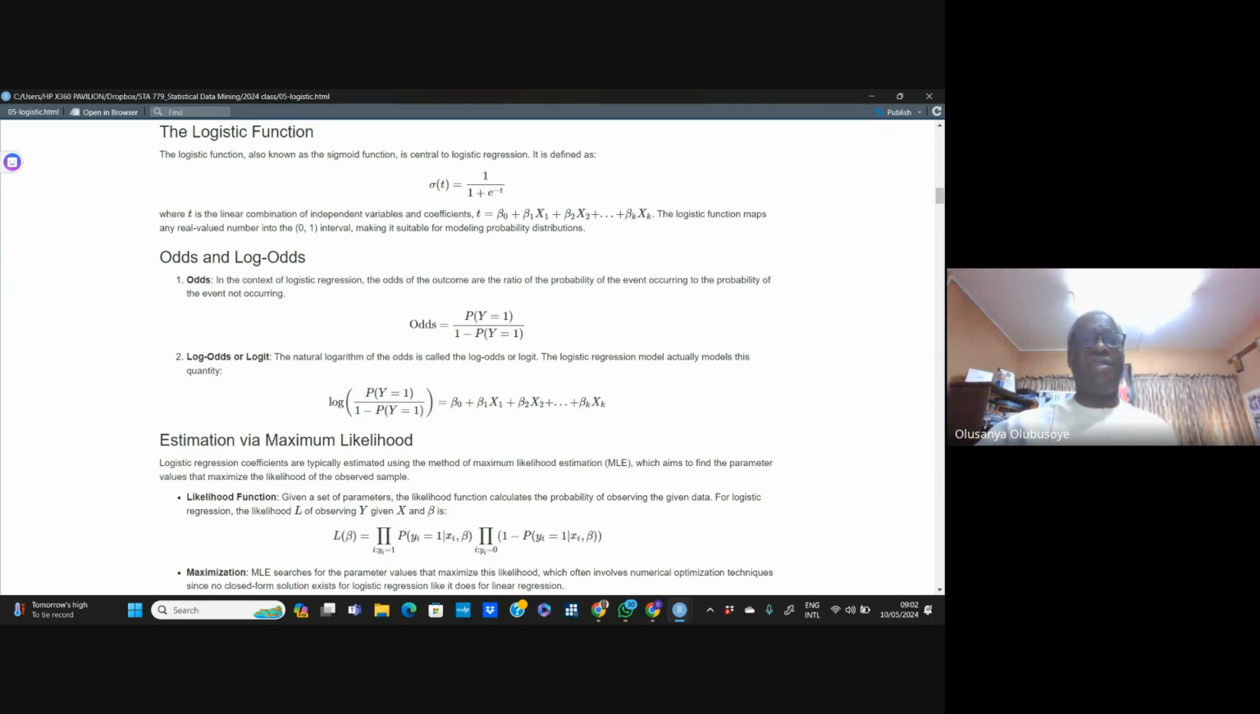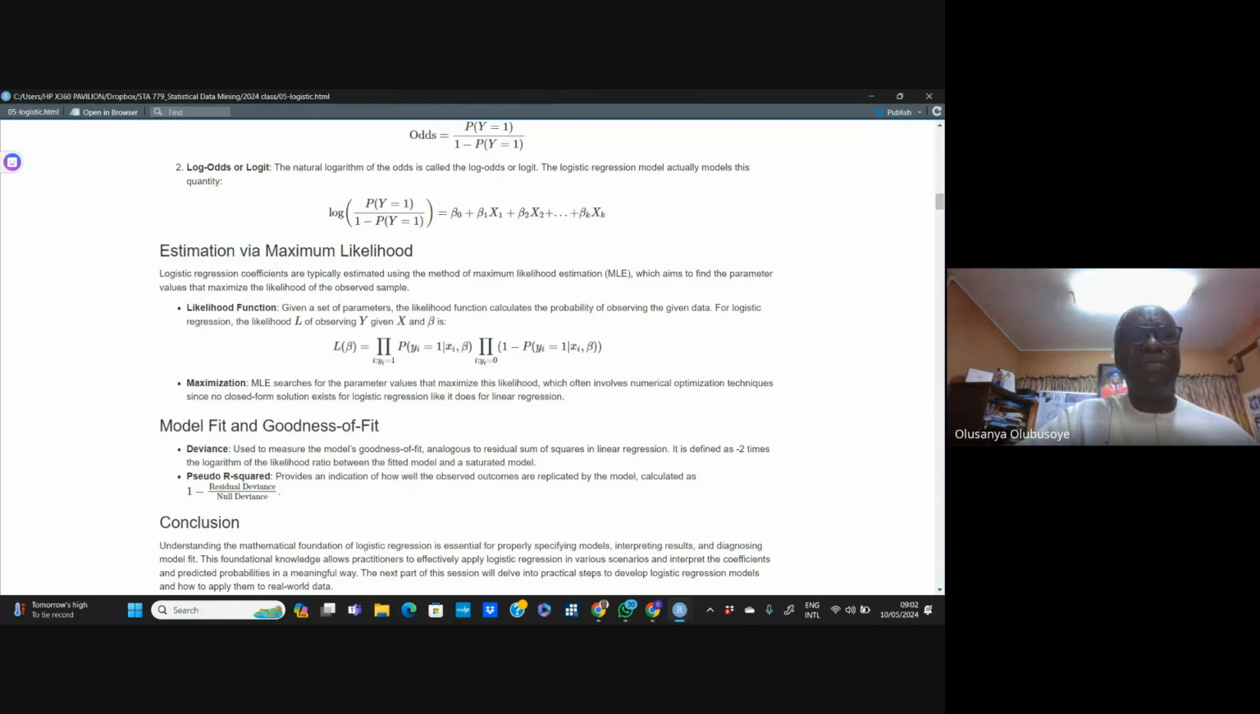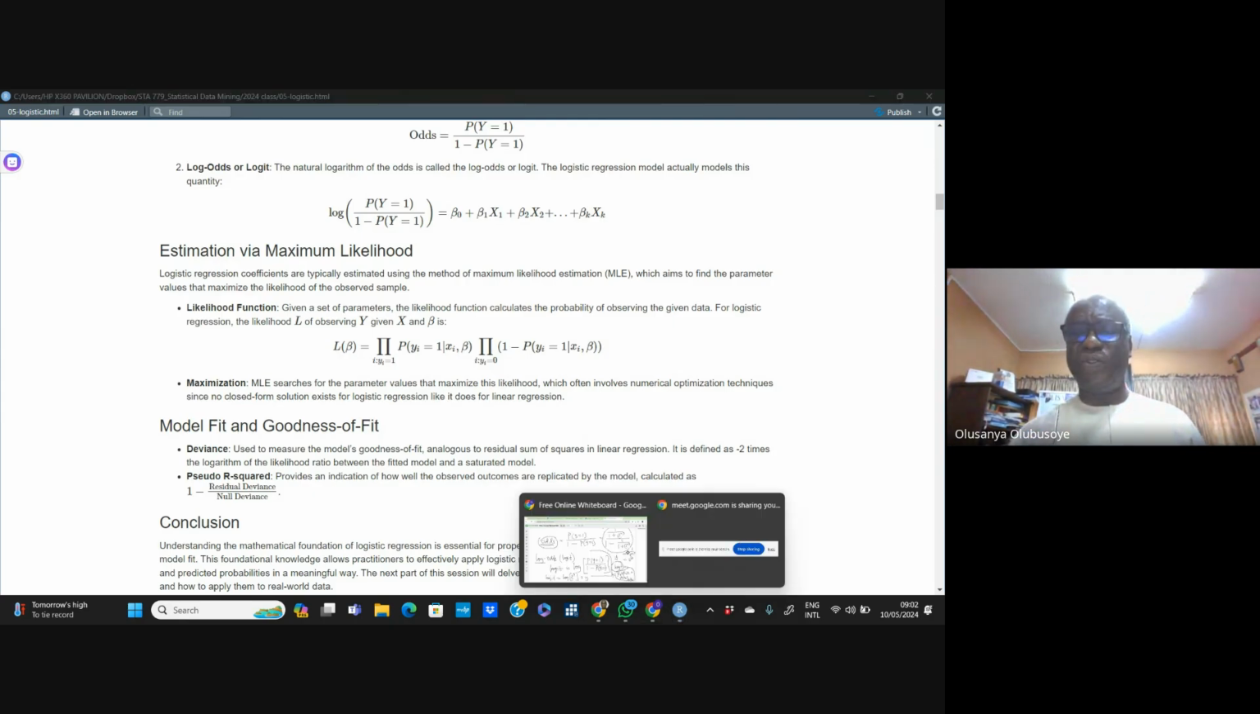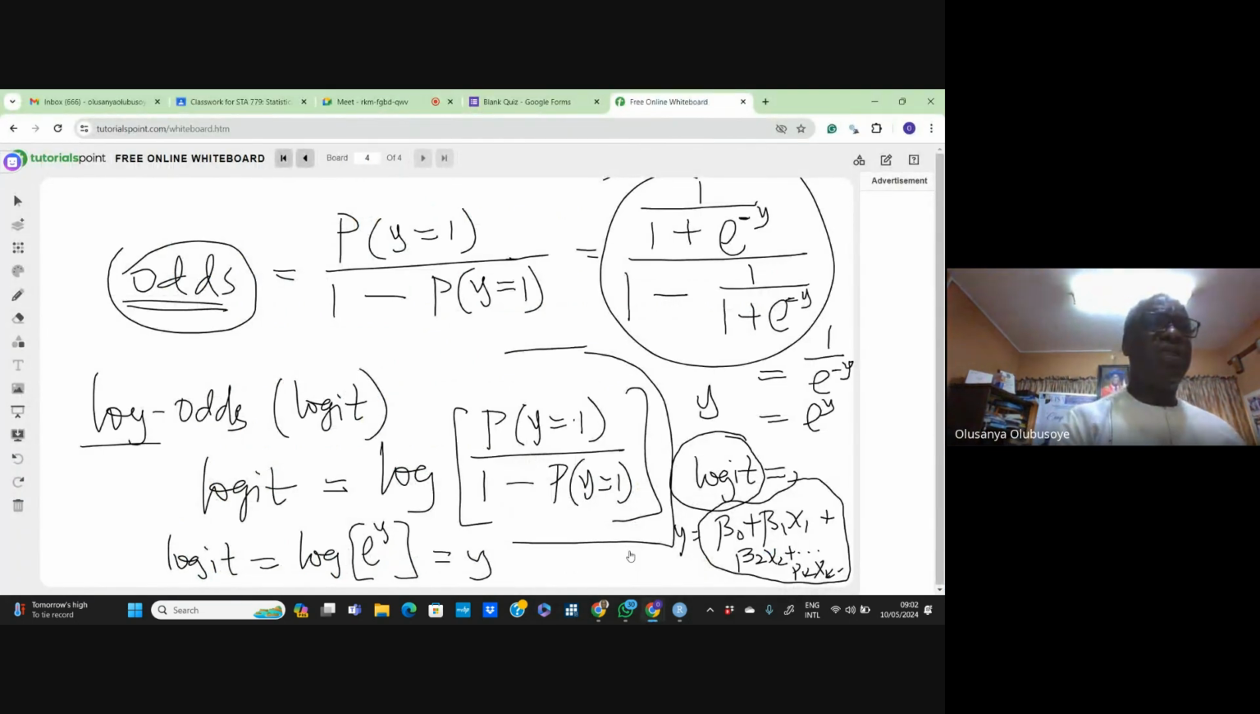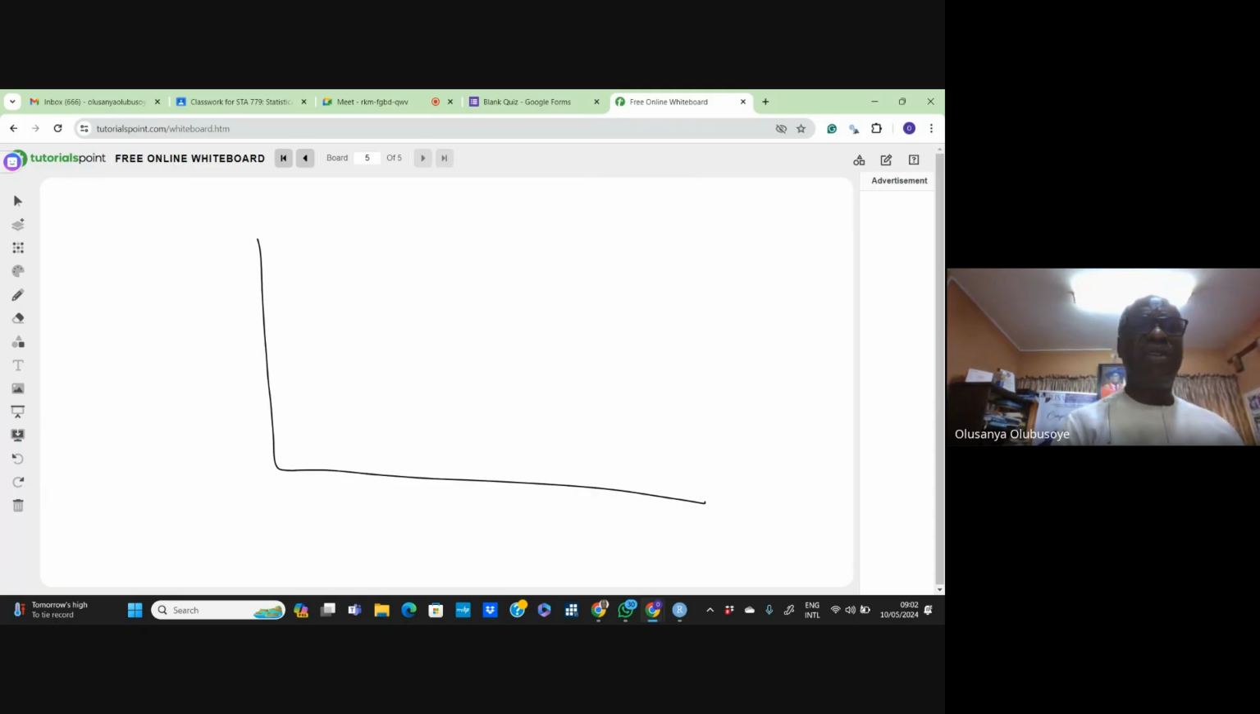So how do we estimate it? We use the maximum likelihood method, because you can't use the OLS because that function is non-linear. It's a function that is non-linear because the highest value it will take is 1, and the lowest value is 0. So it's probably going to take something like this. It's not going to exceed 1, and it's not going to cross to the negative side.